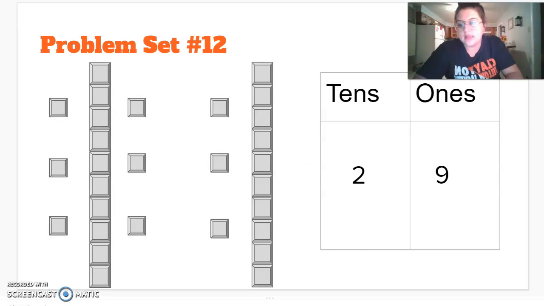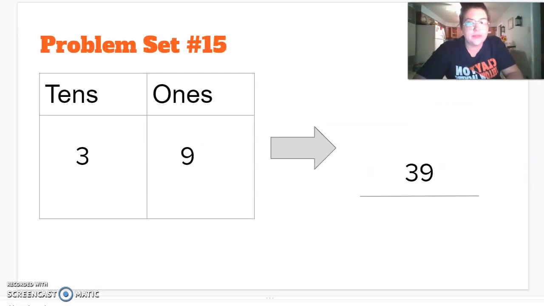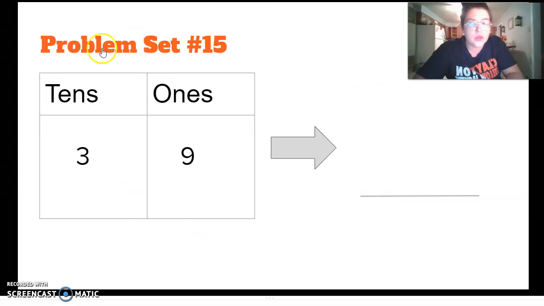Okay? And then let's move on to our last problem. This is another way that you're going to be asked to do some of your problems for your problem set. They're going to give you a place value chart, and you have to decide what that number is. So just like we discussed with the quick tens and ones on the previous slide, you have 3 tens and 9 ones. When we look at this number from left to right, what number do we see? We see 39. Don't make it more difficult than what it is.